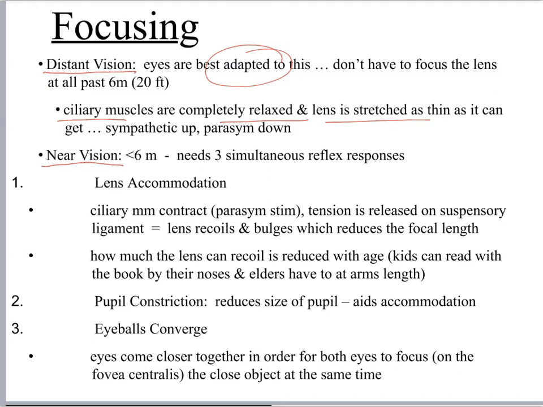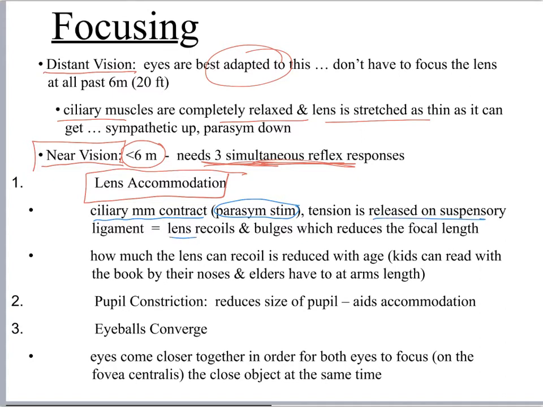In order for the human eyeball to see near vision, you need to do lens accommodation, and that's to see anything that's closer than 6 meters. So we've got 3 little reflexes that we use for this. Ciliary muscles are going to contract. This is parasympathetic stimulation. The tension is released on the suspensory ligament. The lens recoils and bulges, which reduces the focal length so that you can see something closer.